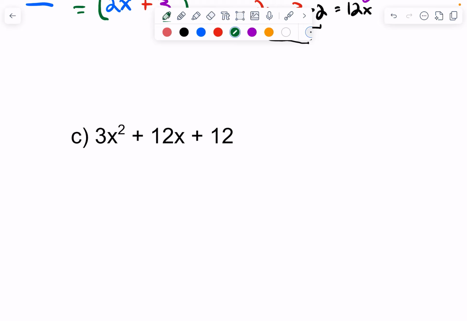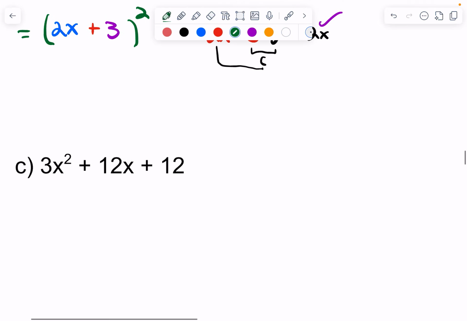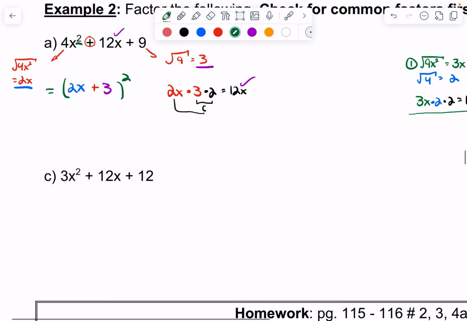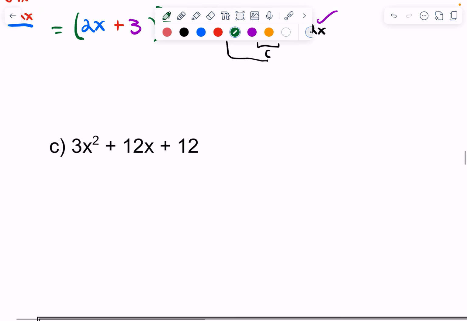But there was a step that came first. Remember, check for common factors first. Okay? So if I look here, a common factor, well, this is divisible by 3, this is divisible by 3, and so is this. So that means I can pull a 3 out, and I'd be left with x squared plus 4x plus 4.